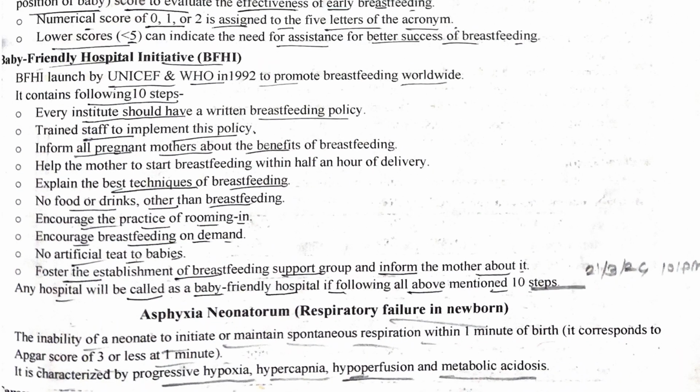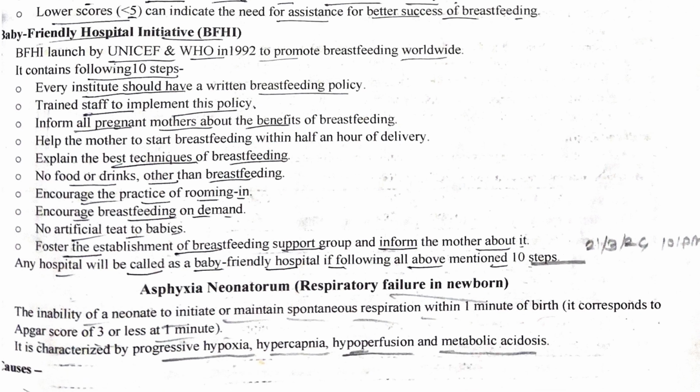Next, Baby Friendly Hospital Initiative. BFHI was launched by UNICEF and WHO in 1992 to promote breastfeeding worldwide. It contains the following 10 steps. Every institute should have a written breastfeeding policy. Train staff to implement this policy. Inform all pregnant mothers about the benefits of breastfeeding. Help the mothers to start breastfeeding within half an hour of delivery. Explain the best technique of breastfeeding.